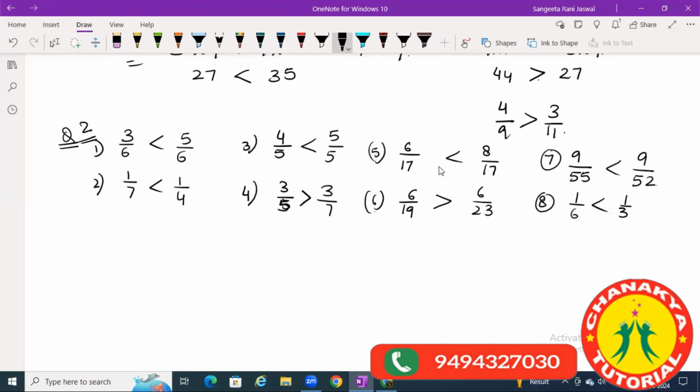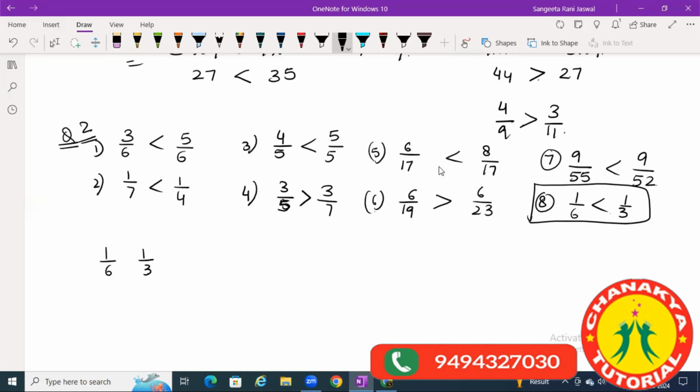Okay, now let's take 1 by 3. I'm just taking this example here. Now, if I tell you to make the fractions equal, how will you do that? How will you make them like fractions? So what will you do? I'm taking this example, 1 by 6 and 1 by 3. If I am asked to make the fractions equal, how will I do that?